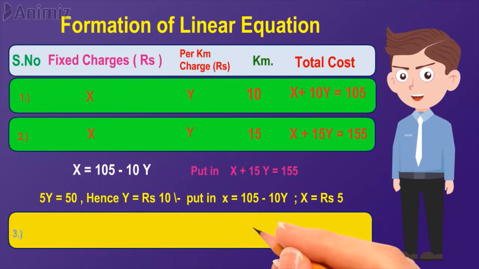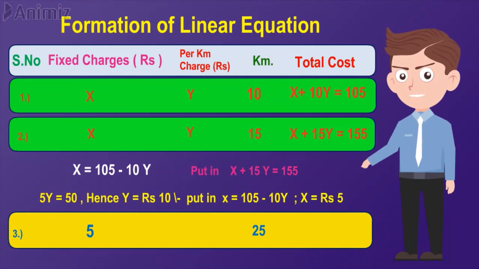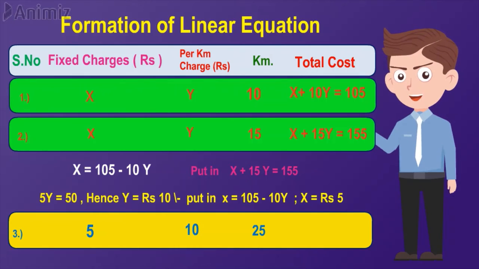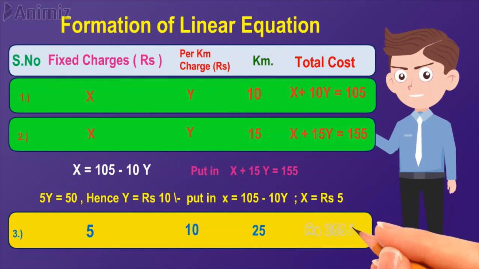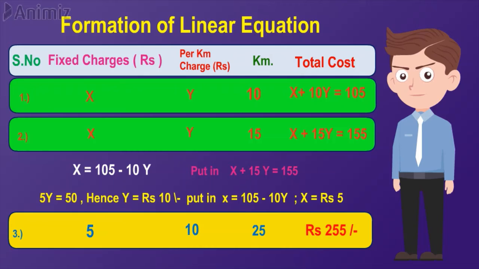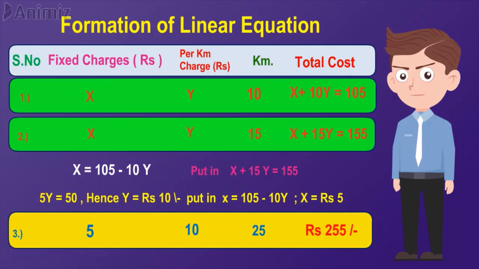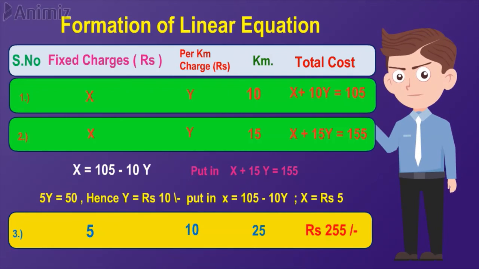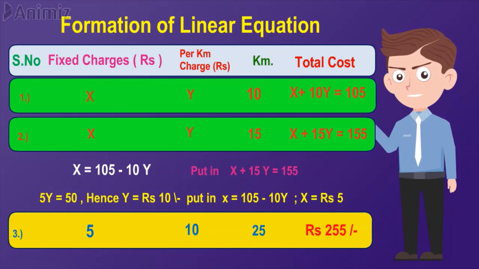If I travel for 25 km, I have to pay the fixed charge of 5, plus 25 into the charge per kilometer, that is rupees 10. That is 250 plus 5, which turns out to be rupees 255. So this is how we can do it where we are hiring a service from a person, not material. In this case there will be some fixed charge and some variable charge. So we keep one variable as the fixed charge and the other variable as the variable charge.